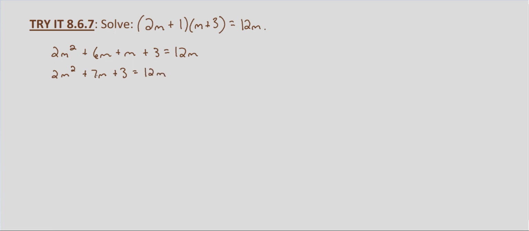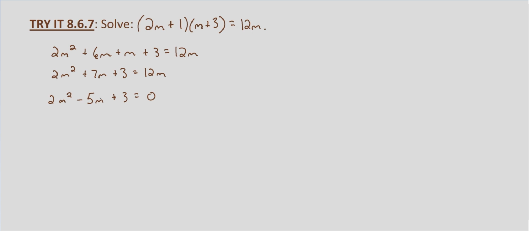Now subtracting 12m from both sides, we get 2m squared, 7m minus 12m is going to be minus 5m, plus 3 equals 0. And now we want to know, okay, how do we factor this? So again, we can set this up. If you need to review factoring, go back and review factoring. This isn't a special form.